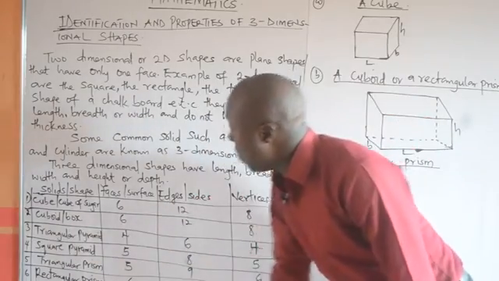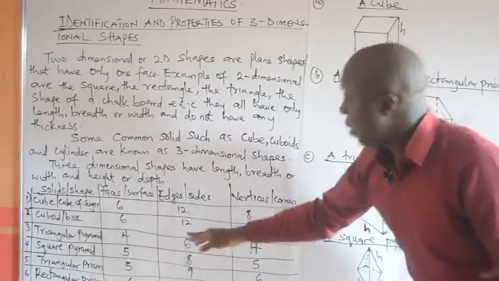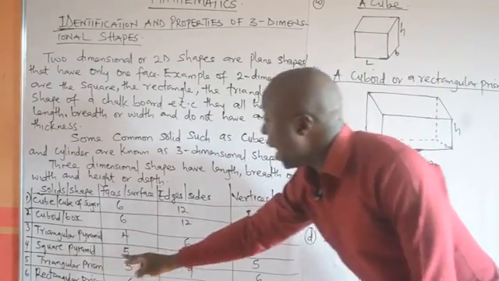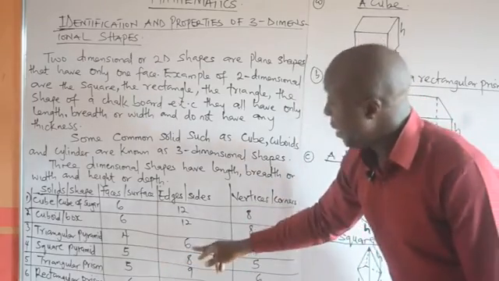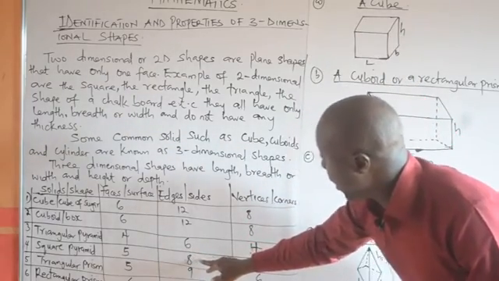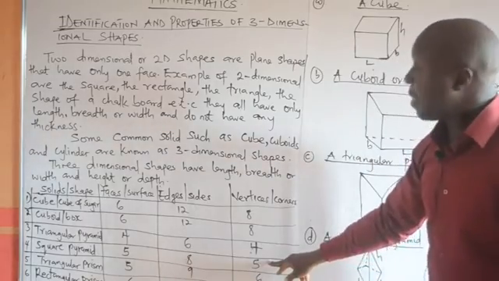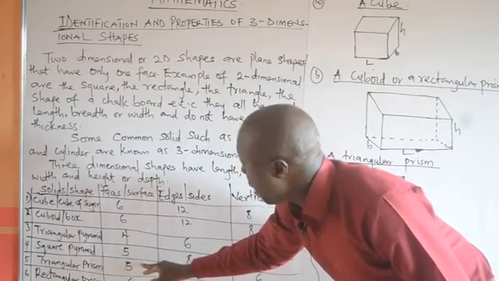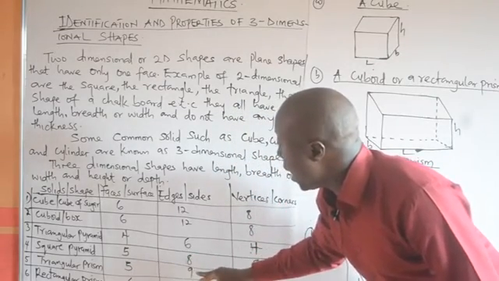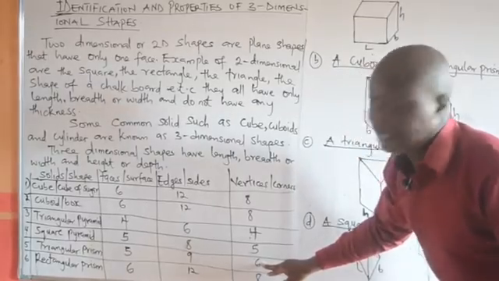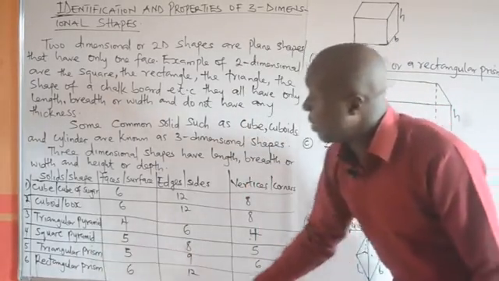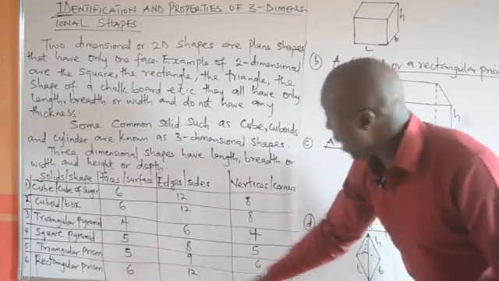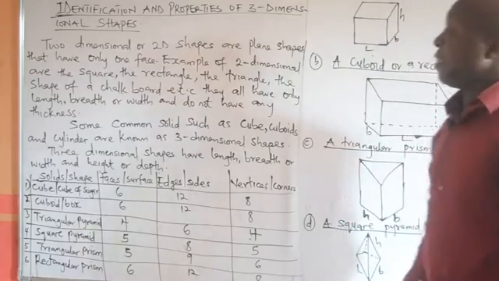A triangular pyramid has 4 faces, 6 edges, 4 vertices. And a square pyramid has 5 faces, 8 edges, and 5 vertices. And a triangular prism has 5 faces, 9 edges, and 6 vertices. A rectangular prism has 6 faces, 12 edges, and 8 vertices.